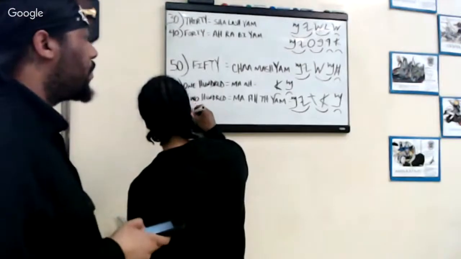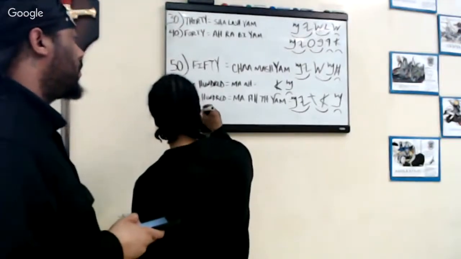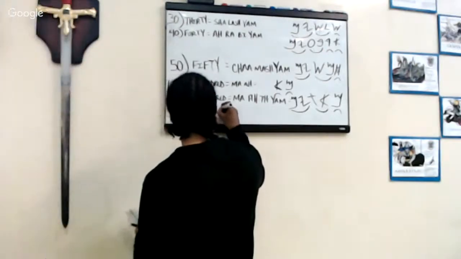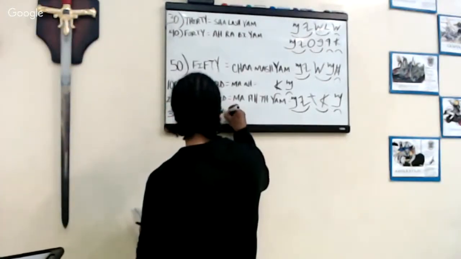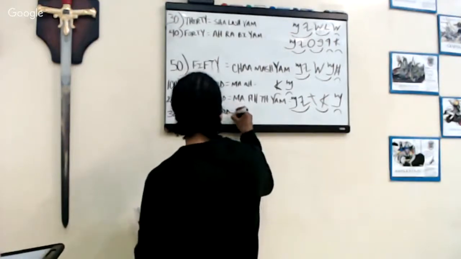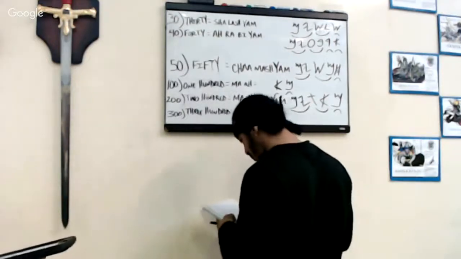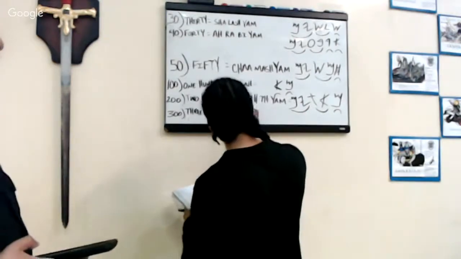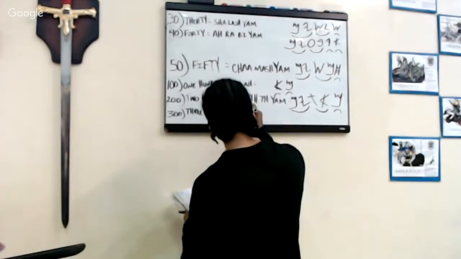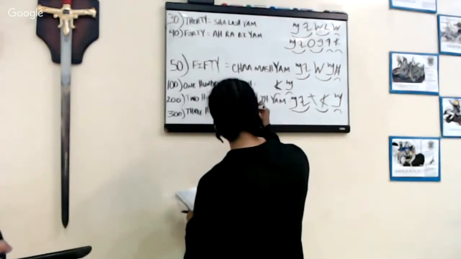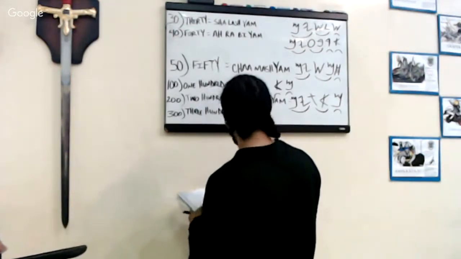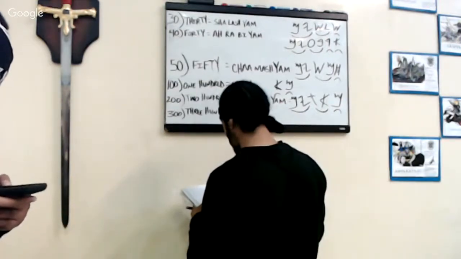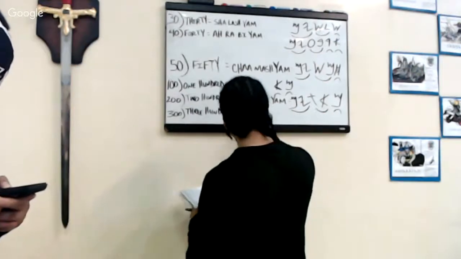Remember that. 20 is Aisha Ram. Okay, hold on. Give me a second. Let me just get in the scripture. Enoch walked with the Most High after he begot Methuselah 300 years. Genesis 5 and 22. Hold on, just a moment.